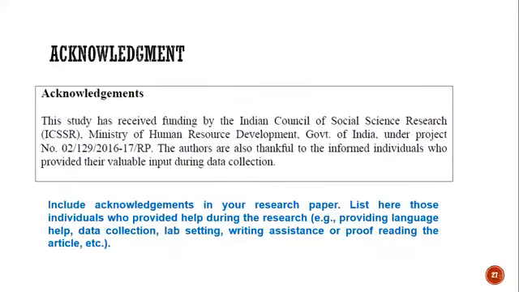Next is acknowledgement. Acknowledgement is the process through which you say thanks to the individuals who provided help during the research. They may be your lab fellow or other fellow who have helped you in data collection or correcting your research paper, or English correction, proofreading, or other sources. For example, if your project is funded by some external agencies, then you can also include their name and details in the acknowledgement section.